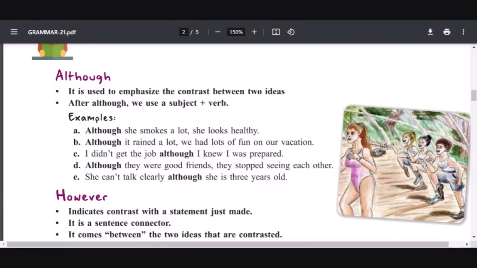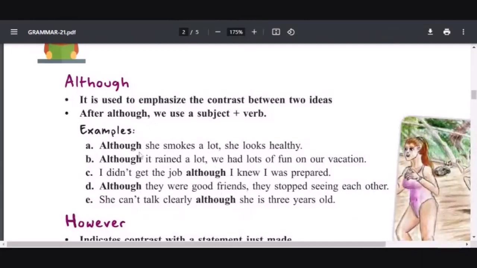Okay, thank you. Now, I told you that I'm going to explain the difference between although and however. If we want to translate although, it means aunque. And in the case of however, it means sin embargo. So we can say that however is like a conjunction. In the case of although, normally we can use it at the beginning of the sentence. For example, although she smokes a lot, she looks healthy. Or, aunque ella fuma mucho, ella se ve saludable. So we are emphasizing the contrast between two ideas. Or maybe, although it rained a lot, we had lots of fun on our vacation.